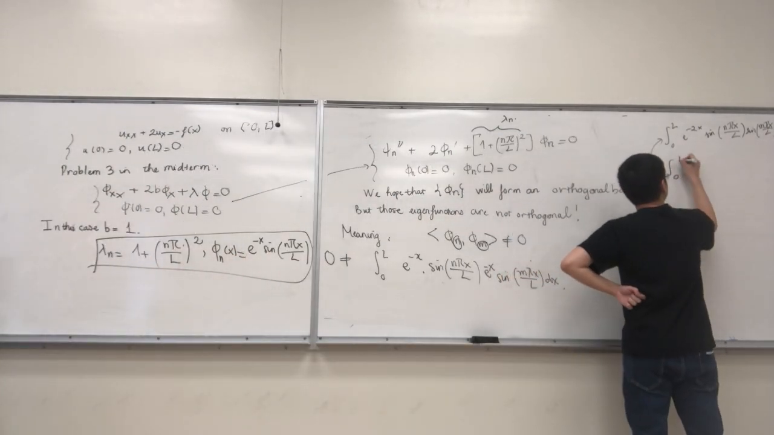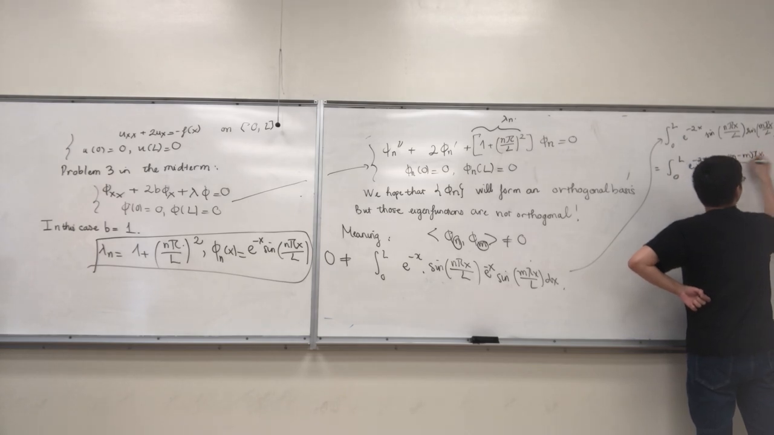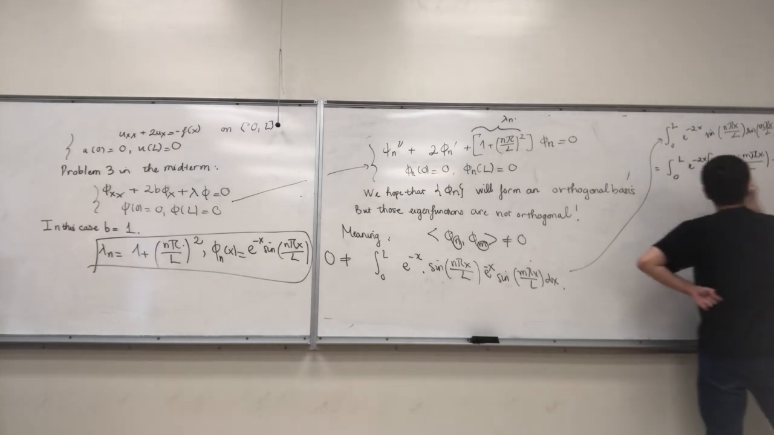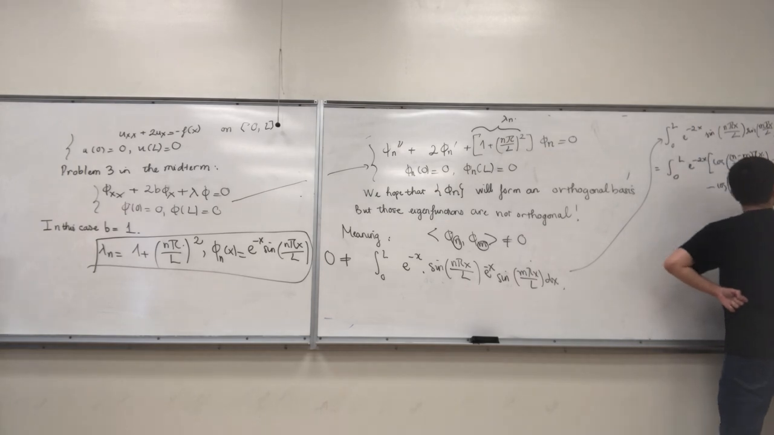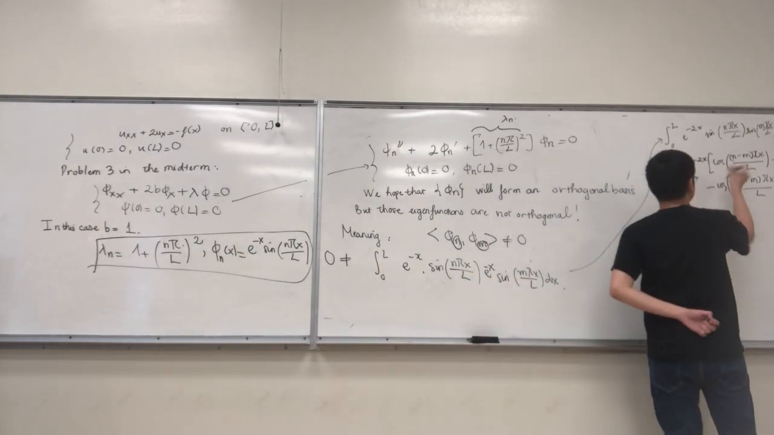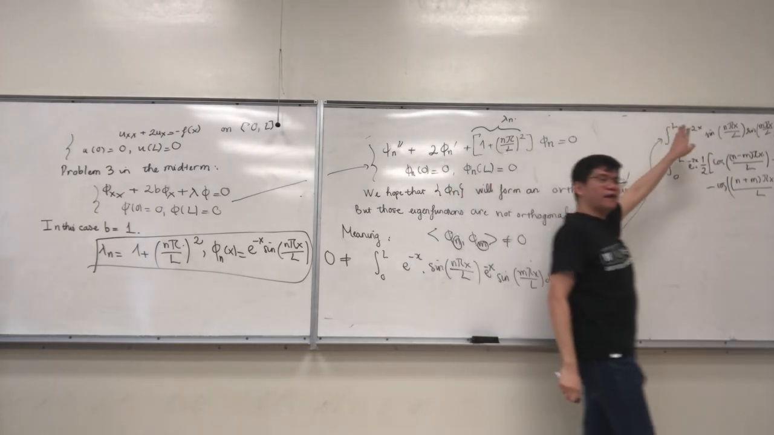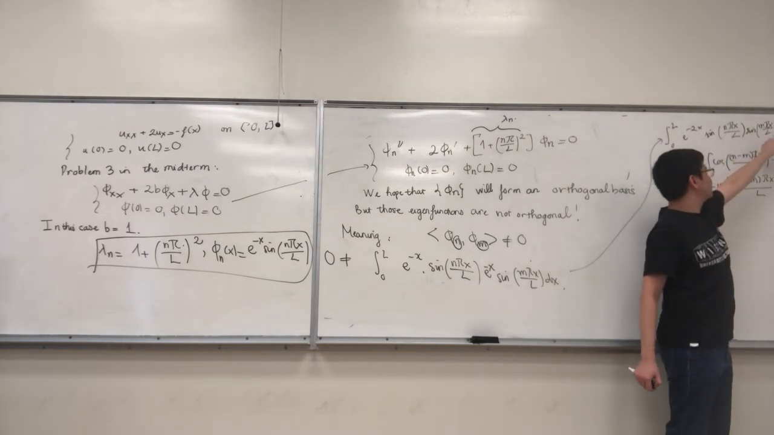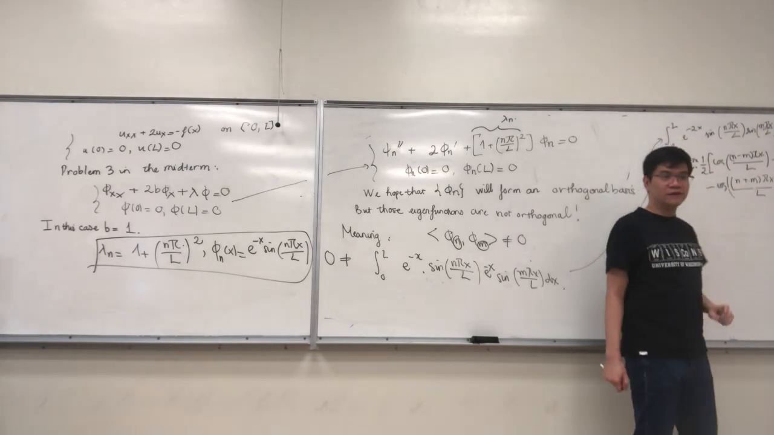So you're going to have the integral from 0 to L, exponential minus 2x, cosine of n minus m, pi x over L, minus cosine of n plus m, pi x over L, dx. All right? There should be a 1/2. So the next step is to write sine times cosine as the difference of cosines. That will be cosine of the difference minus the cosine of the sum. And then you have 1/2, all right?